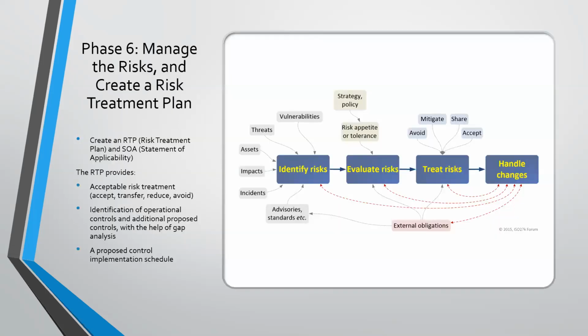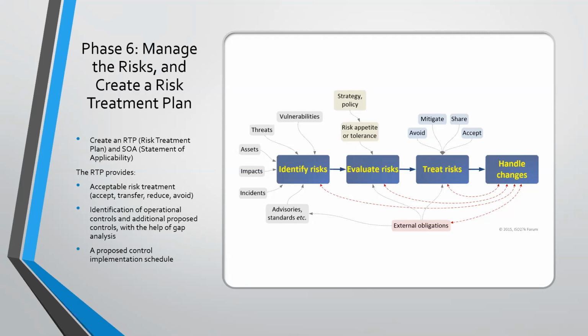For phase 6, manage the risk and create a risk treatment plan. To control the impact associated with risk, the organization must accept, avoid, transfer, or reduce the risk to an acceptable level using risk mitigating controls. The next step is performing the gap analysis with the controls provided in the standard to create an RTP and an SOA. The RTP is the risk treatment plan and the SOA is the statement of applicability. It's important to obtain management approval of the proposed residual risks.